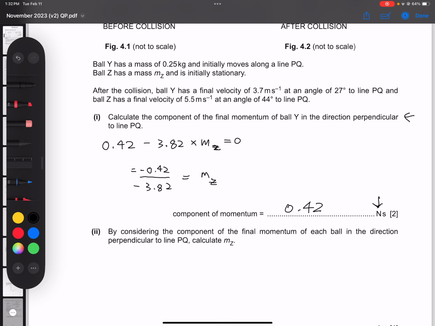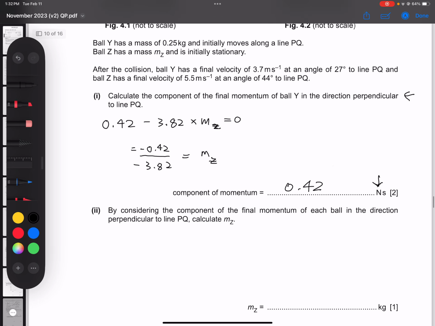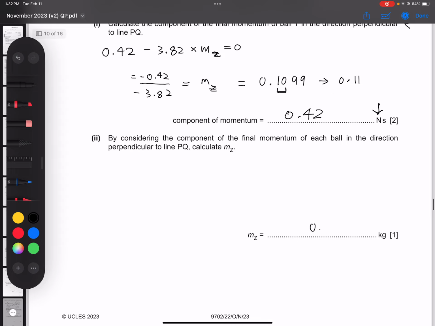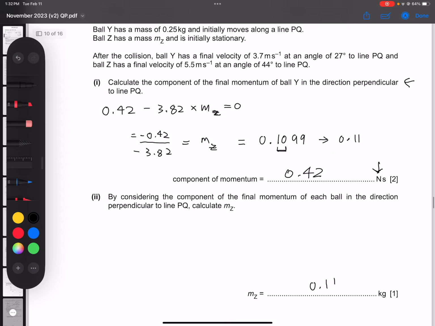0.42 divided by 3.82. By the way, when you type this in the calculator, you'll get 0.1099. Are you going to give your answer like this? No, you have to round up, okay? 0.11. That's our final answer, and that's the mass of the ball. I hope you understood this. If not, please ask your questions in the comments.